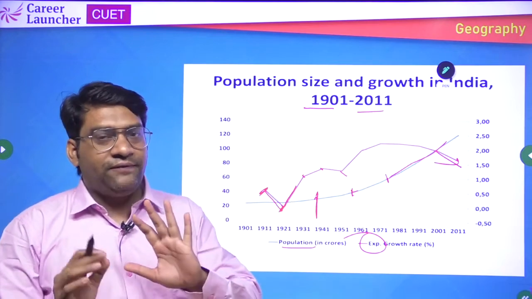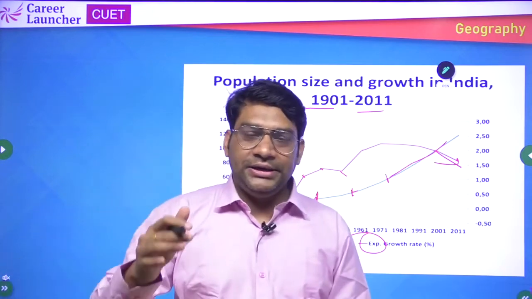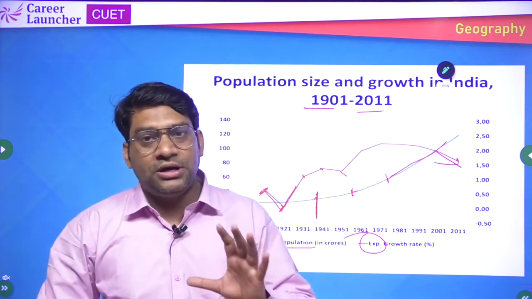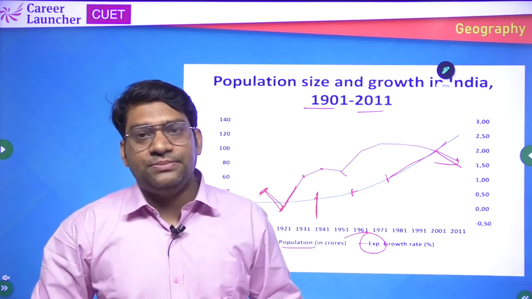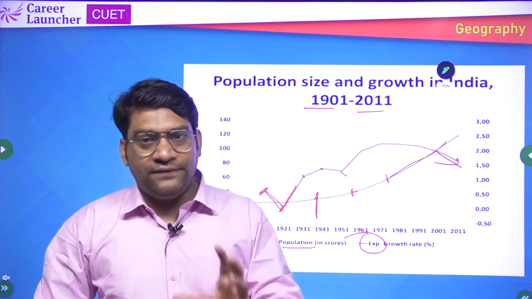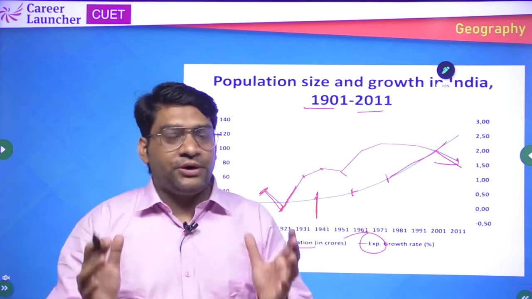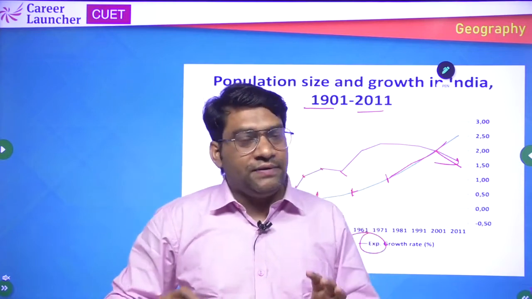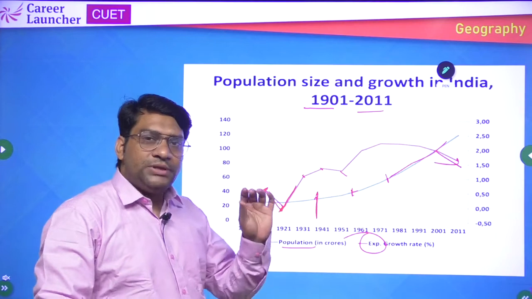Growth rate means there are factors. The death rate decreases, and the birth rate is also decreasing in our country at present because education has improved, health facilities have further improved, and awareness programs of the government for population control have further increased in our country. That was the reason behind the decrease in growth rate.